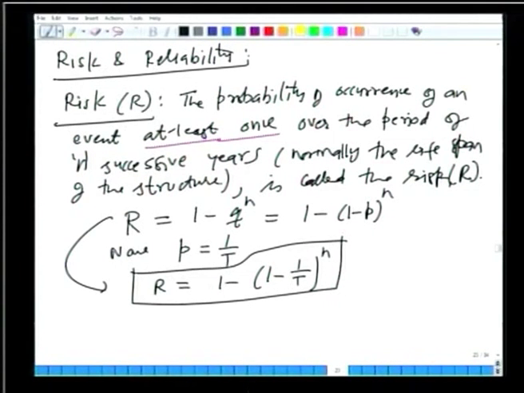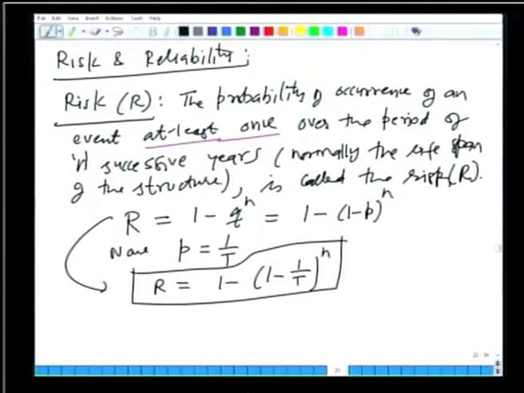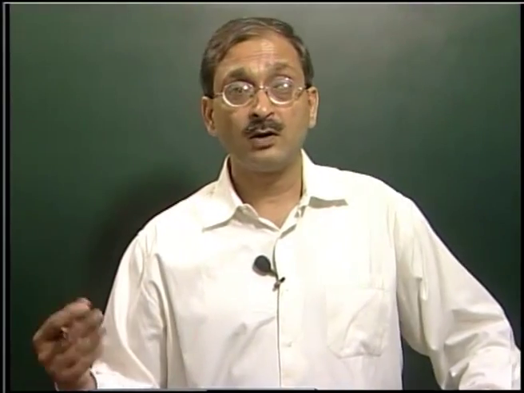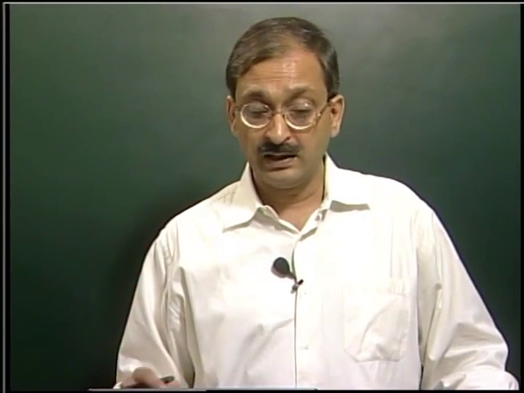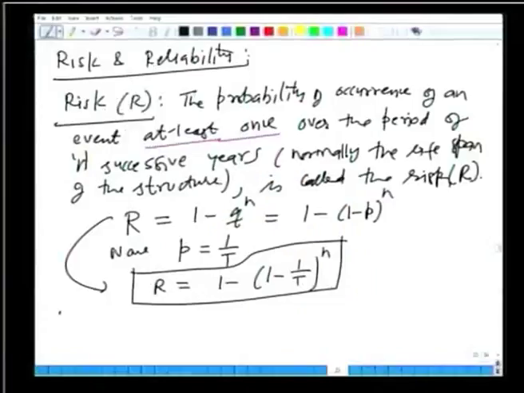So, what is the risk associated with a project? Well, it will be a direct function of the return period for which it is designed. Let us say if you are designing a dam for a 100-year event, then you can calculate the risk associated using this formula. Or similarly, if you are designing a bridge for a 50-year event or 50-year flood, then you can find out the risk associated with that using this.